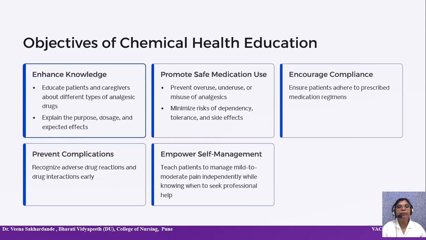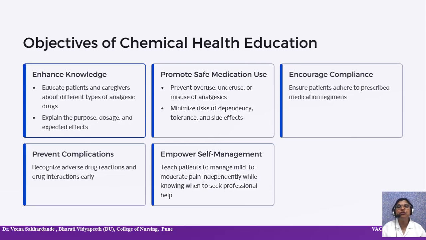Second, promote safe medication use. After advising the medication to the patient, the patient should not be underdosed or overdosed. It should not be misused either. So it is our responsibility to educate the patient and relatives to minimize the dose or to maintain the dose according to pain level, and there should not be misuse of or dependency on the opioids or analgesics.